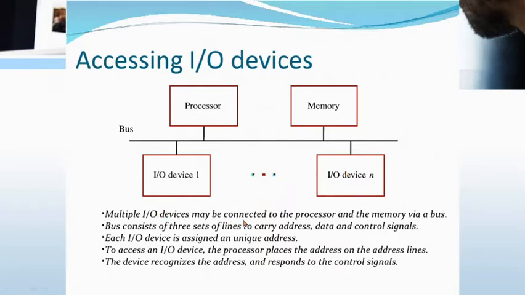Here multiple devices may be connected to the processor and the memory via the bus, and the bus consists of three sets of lines that carry address, data and control signals. One is called address lines, another data lines, another control lines. Address lines store the address: what data we are going to handle, what operation we are going to do, and where the data can be stored.